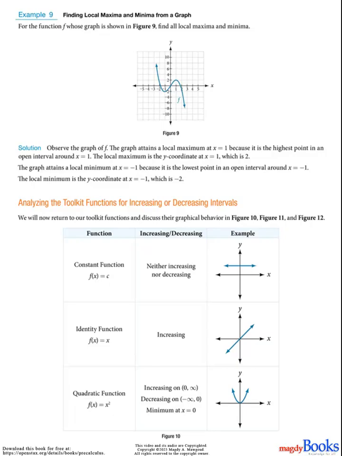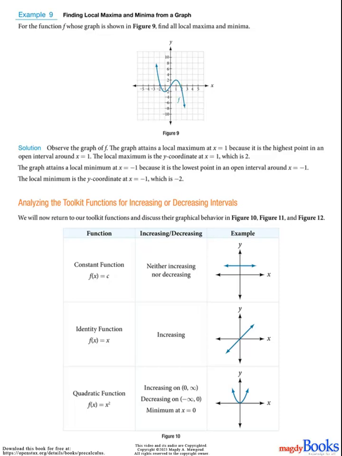The graph attains a local minimum at x equals -1, because it is the lowest point in an open interval around x equals -1. The local minimum is the y-coordinate at x equals -1, which is -2.